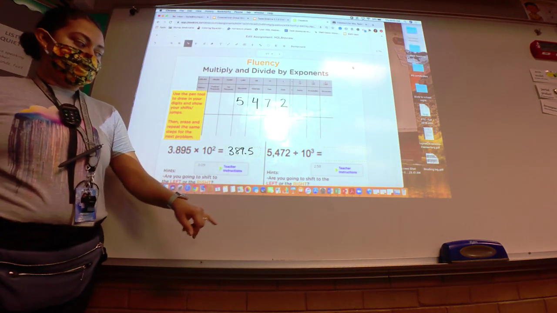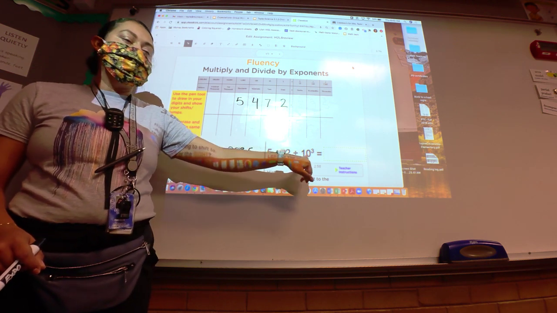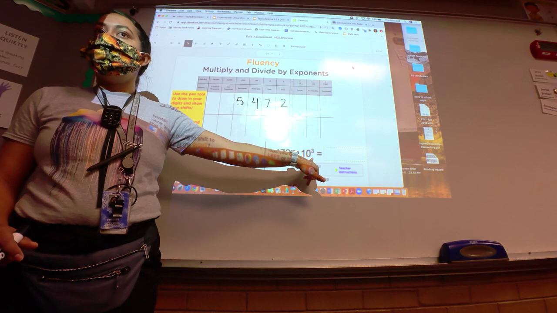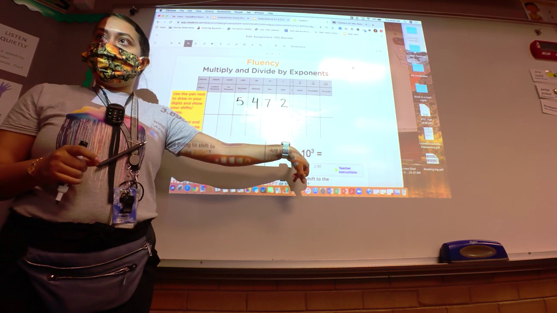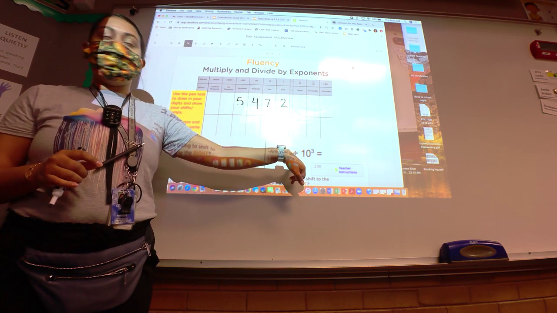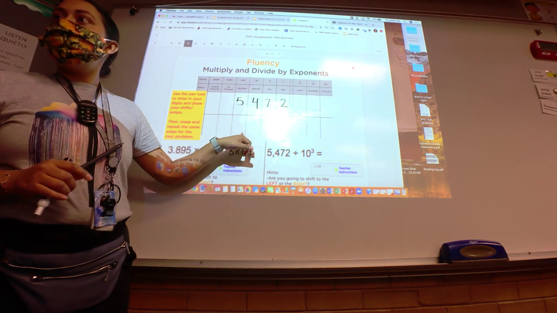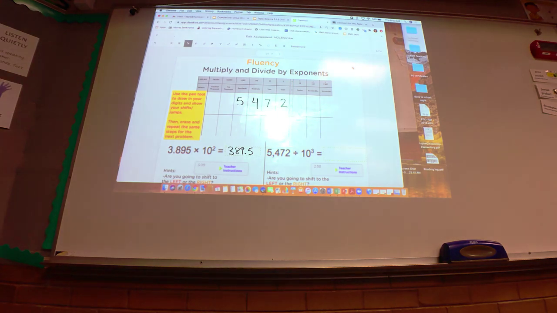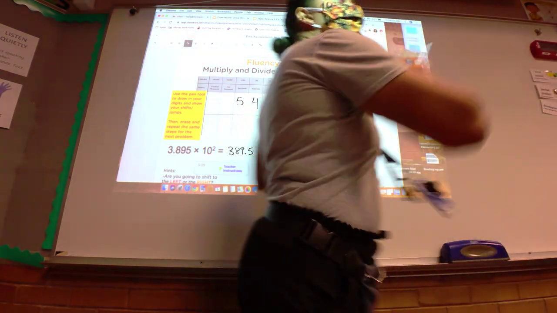So now, look at the rest of your equation. It says divided by 10 to the power of 3. So since we're dividing, are we shifting to the left or to the right? The yellow thing is in the right. The right. It shouldn't be in the way, Sophie. The right. We're dividing. Yes. We're dividing, so we're shifting to the right.